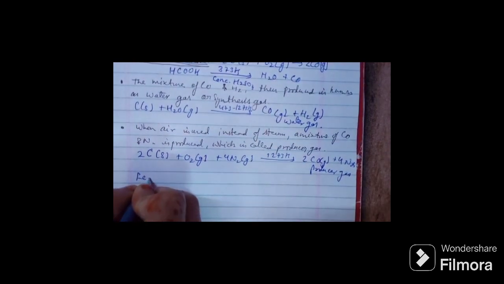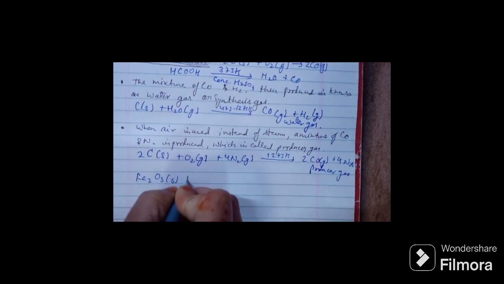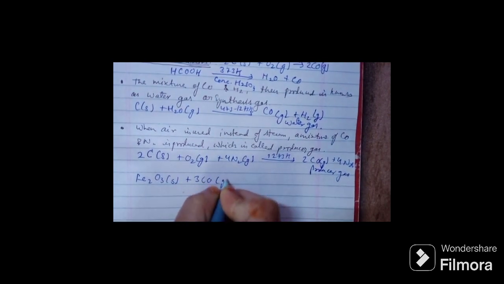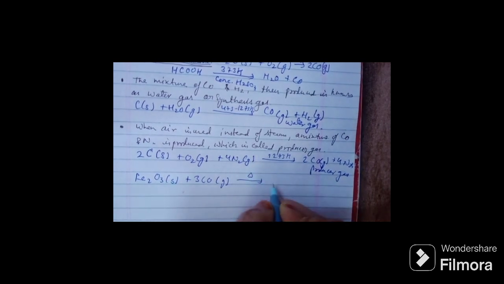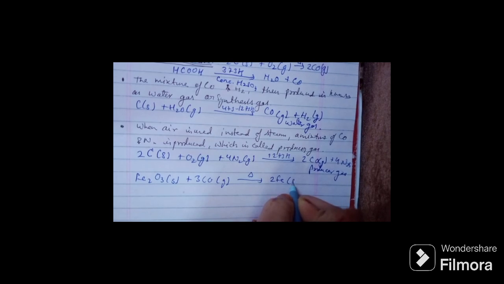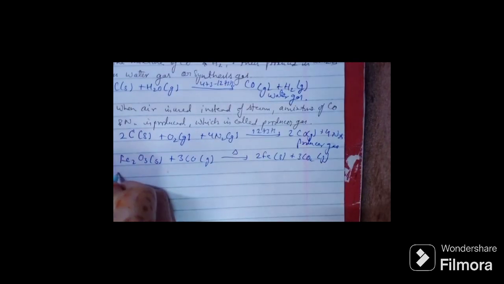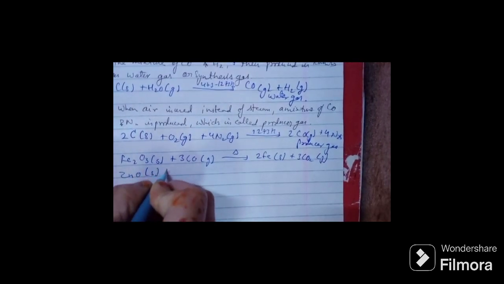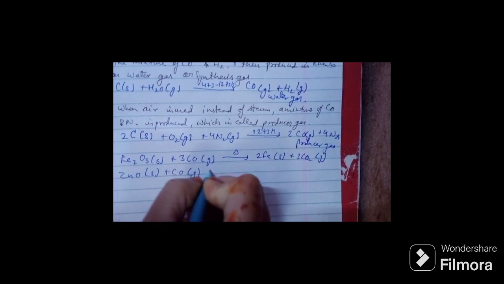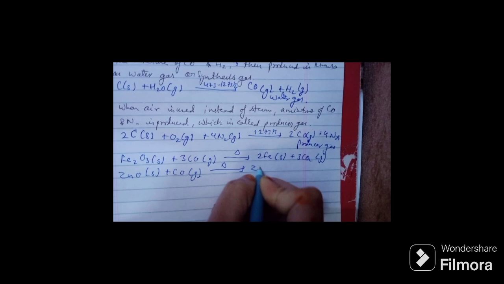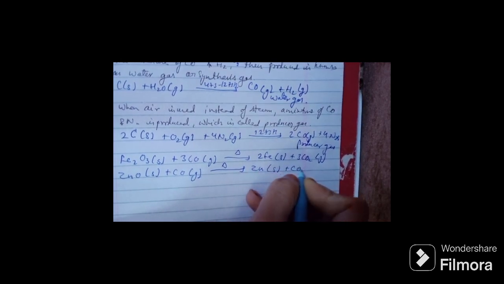Examples are Fe2O3 solid plus 3 carbon monoxide gas, in the presence of heat, gives 2 Fe solid plus 3 CO2 gas, and ZnO solid plus carbon monoxide gas, in the presence of heat, gives Zn solid plus carbon dioxide gas.